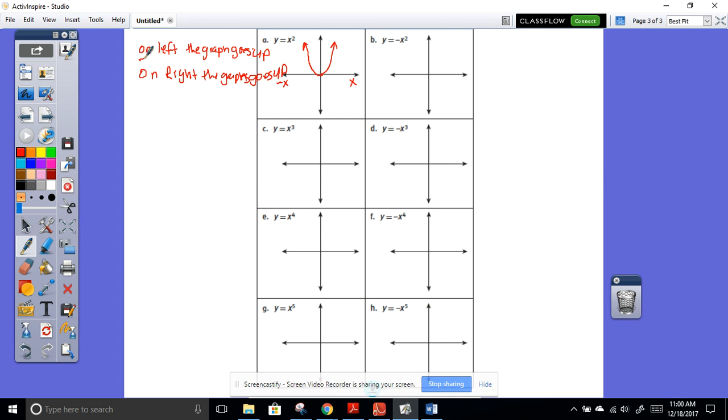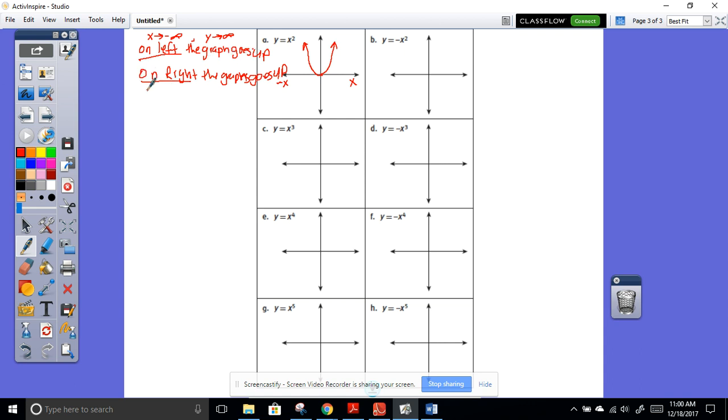The problem is that the people of mathematics are lazy, and they don't like having to use all of these words. So they don't use the words on the left and on the right. The symbol that they would use here would say as x approaches negative infinity. That was the symbol that they would use to stand for on the left. The graph goes up, they would say y, or f of x, goes to positive infinity. Okay, that's the symbol that they would use here.